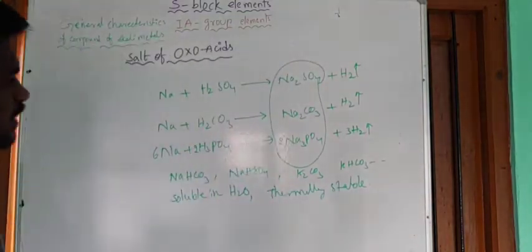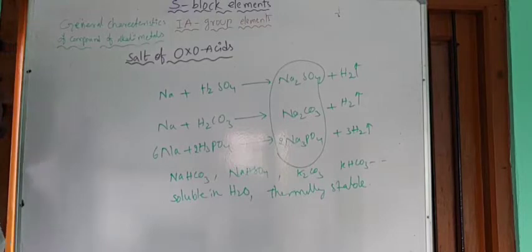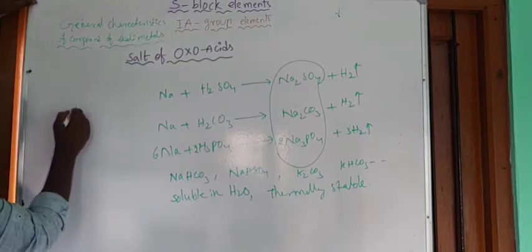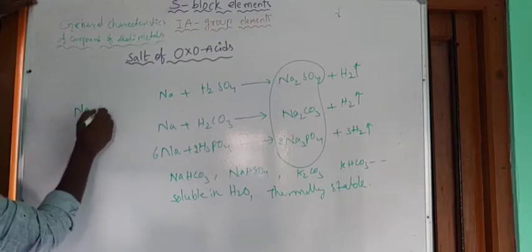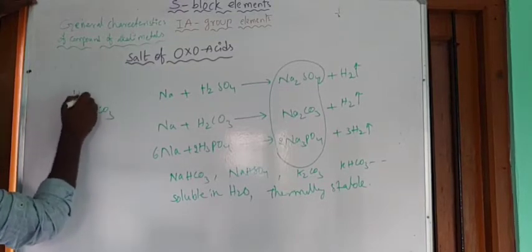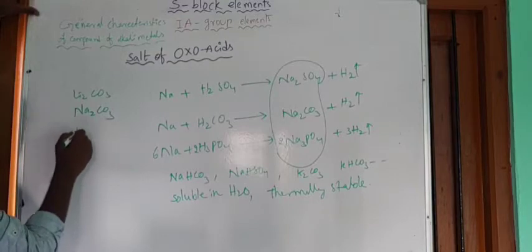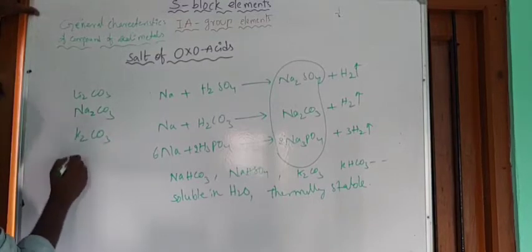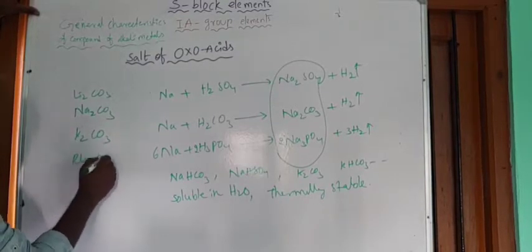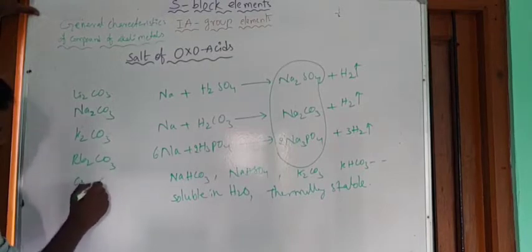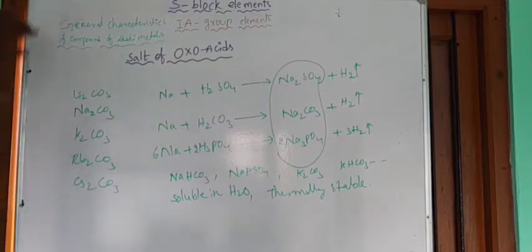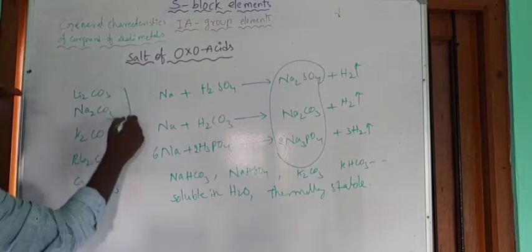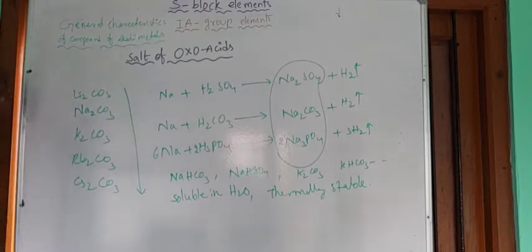Okay. So now if you take the salts of carbonates like Na2CO3 and Li2CO3, K2CO3, Rb2CO3 and Cs2CO3, here from top to bottom the stability of the carbonate increases. From top to bottom the stability of the carbonate increases.